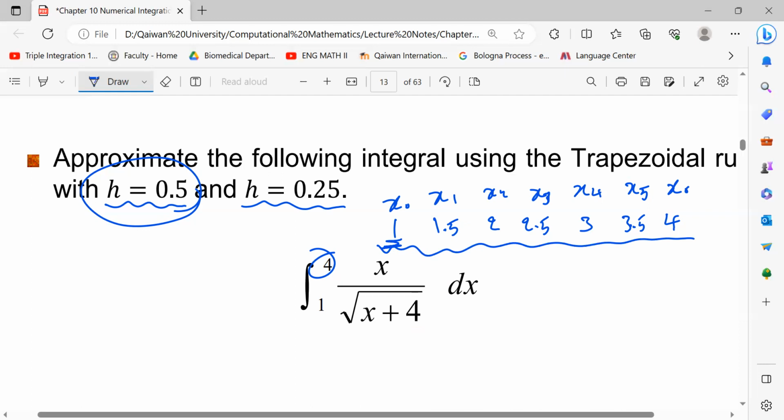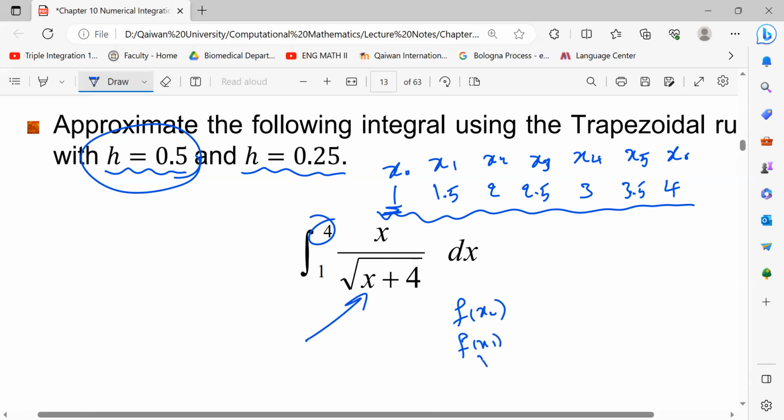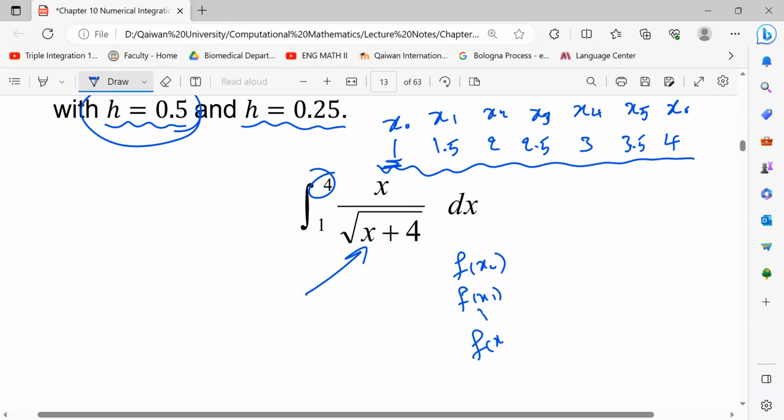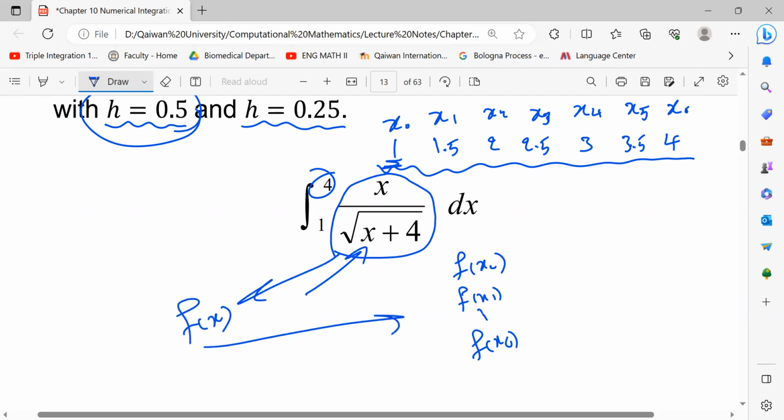We need to evaluate all of these in this function. We need to find f of x0, f of x1, up to f of x6. What's f? f is this function, this is f of x. We need to evaluate these values of x in the function.